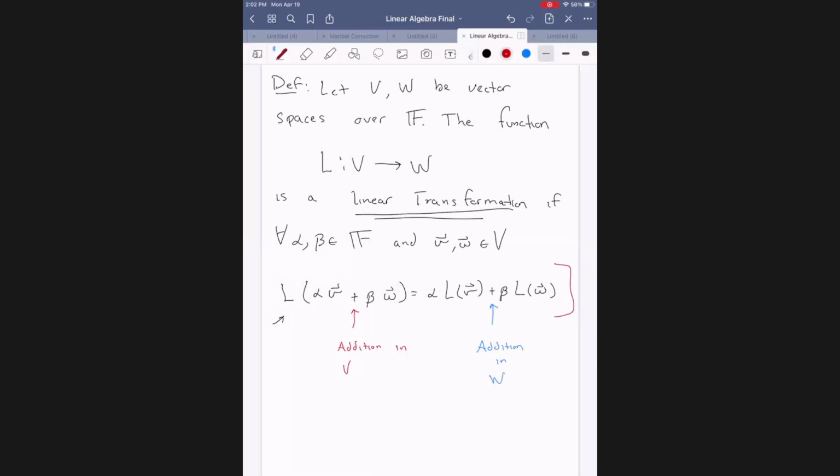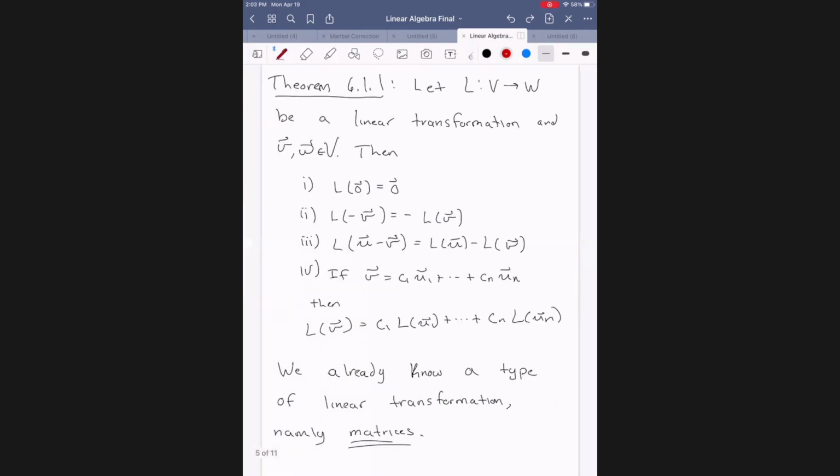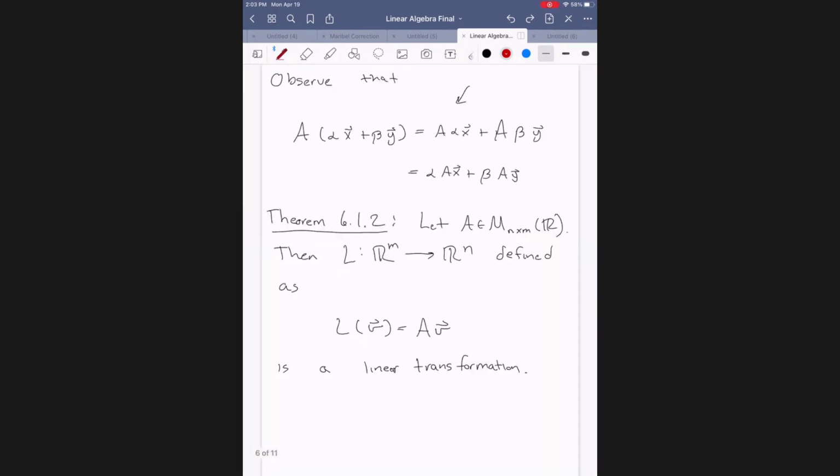Basically, right, and pull out constants out of the L. If you can do that, then it's a linear transformation. But again, it's like a function that takes in vectors and spits out vectors. And then we saw that linear transformations can be matrices, right? The matrix is a linear transformation.